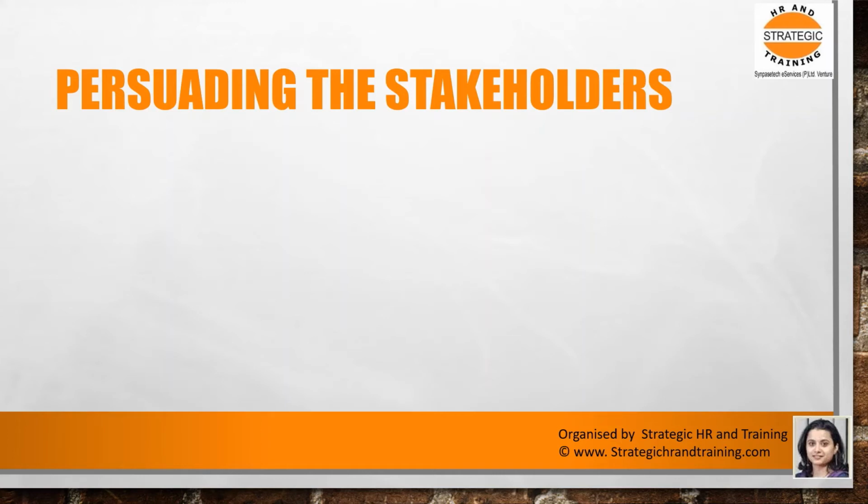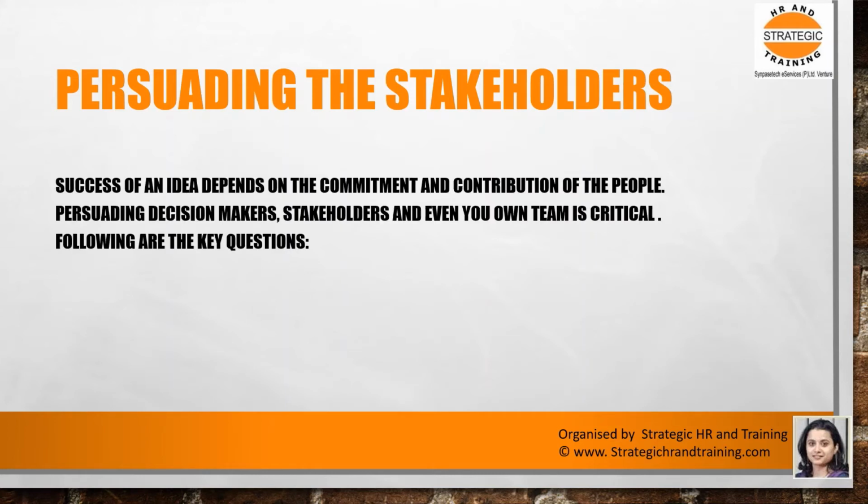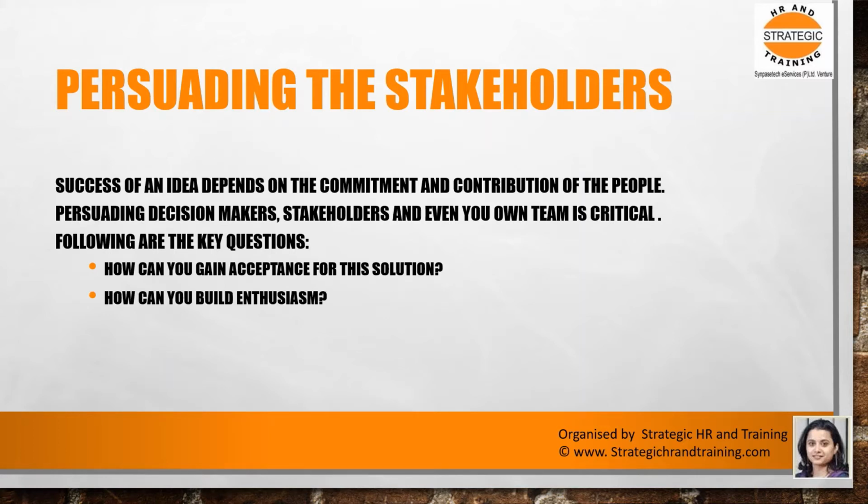So this is the 4-step model through which you present your creative problem solving model to authorities, to management, to stakeholders, and to your team, to help them understand its importance and get their approval, or to get them on your side. The first step is, how can you gain acceptance for this solution? Second question is, how can you build enthusiasm? Third is, who might resist or need to be convinced? So once this list is ready, that's when you go ahead and deliver the 4-step presentation.